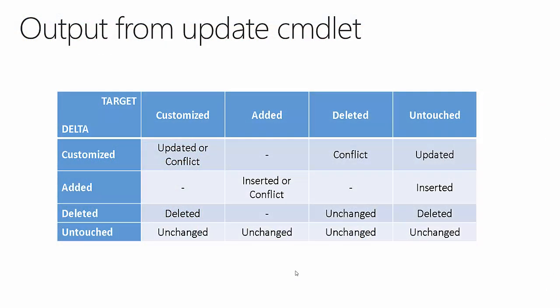Let's take a minute to look at how the result type is calculated. This table describes how and when the result types are set by the update commandlet, depending on the input from modified and from target files. And looking back at our scenario, we have had 4 objects customized by Delta files and updated, and 1 more object resulting in the conflict. And we have had 1 object deleted in Delta files and unchanged by target files, and it was removed from the resulting output.